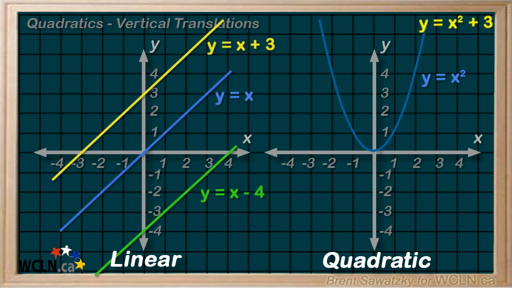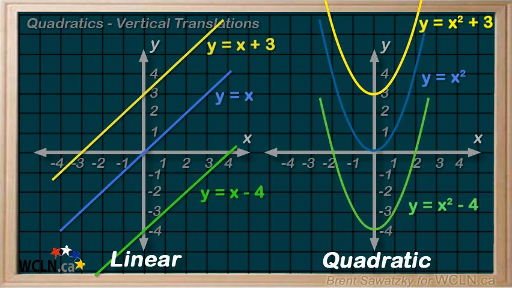Well, now when x is 0, y equals 0 squared, or 0, plus 3 is 3. So we've shifted the graph up by 3. And if the constant is negative 4, well, when x is 0, y is 0 squared, or 0, minus 4 is negative 4. So again, shifted the graph down by 4.